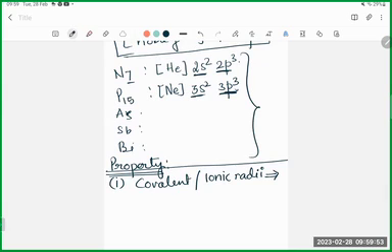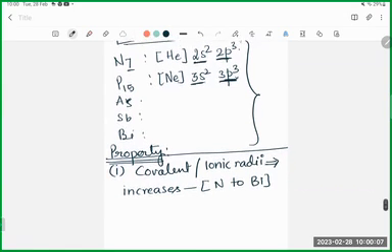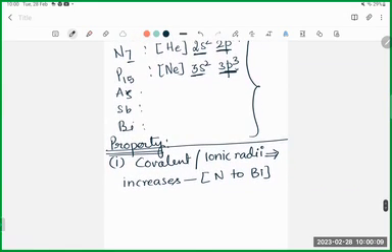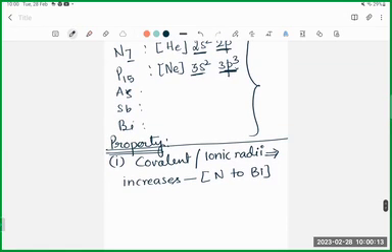What did I say? It increases as it moves down in a group from nitrogen to bismuth. This is increasing as it is going down in a group. Okay. So why is it increasing? What is the reason behind it? Let us know this also.